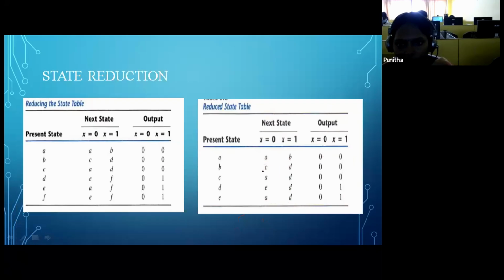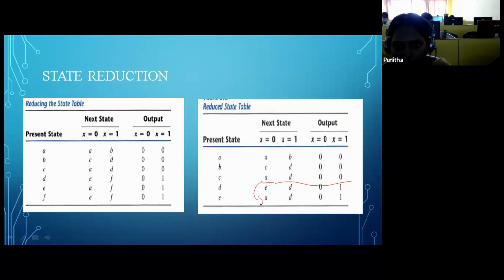Next I'm looking at the CD. CD 00. Is CD coming again? No, CD 00 is not coming. This is A. C is not coming again. So I'm going for the next state, that is, the next state is AD 00.